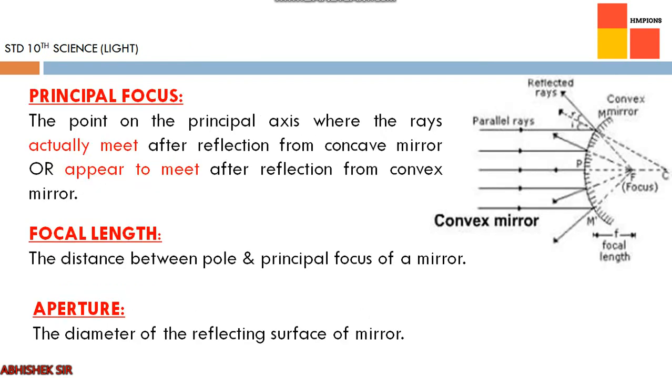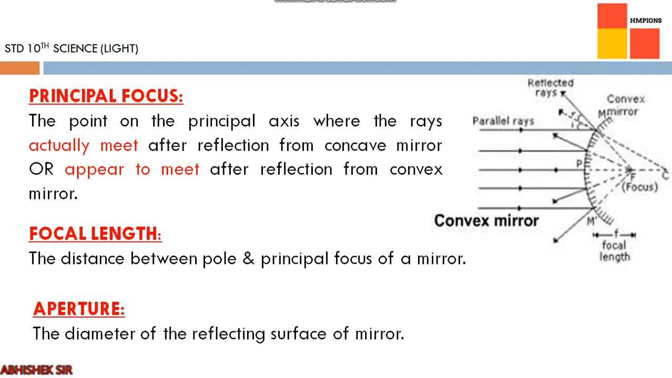Moving on to the next part, that is principal focus. The point on the principal axis where the rays are actually meeting after getting reflected. So if they are actually meeting, it is concave mirror. So that meeting point is called principal focus. While in case of convex mirror, they are not actually meeting, they will only appear to meet. So again, that point will become principal focus. Principal focus will be denoted by capital F. In some textbooks, we see small f as well.